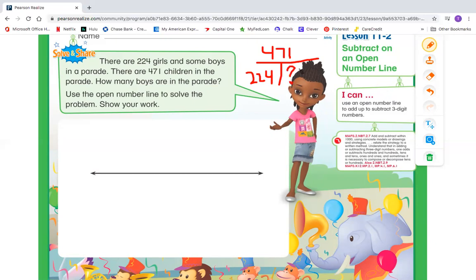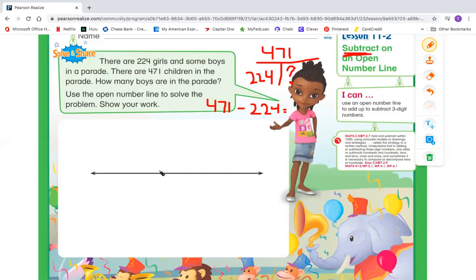So remember, part, part, whole. When I'm missing a part, I need to subtract. So we are going to subtract on the number line. What I need to subtract is 471 minus 224 to solve my answer.